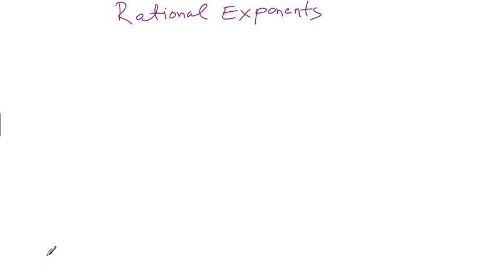Okay, so rational exponents, right? What's a rational number? Speak up. What's a rational number? A rational number is a number that can be expressed as a product of two numbers. So one number over the next number. Okay, let's call that a quotient.